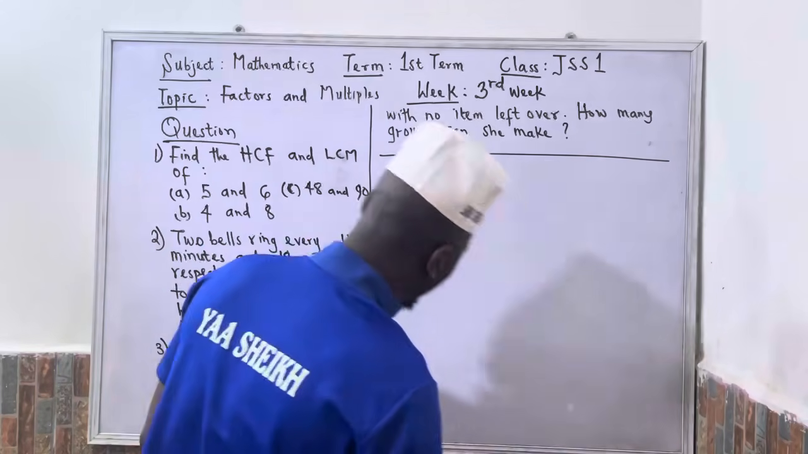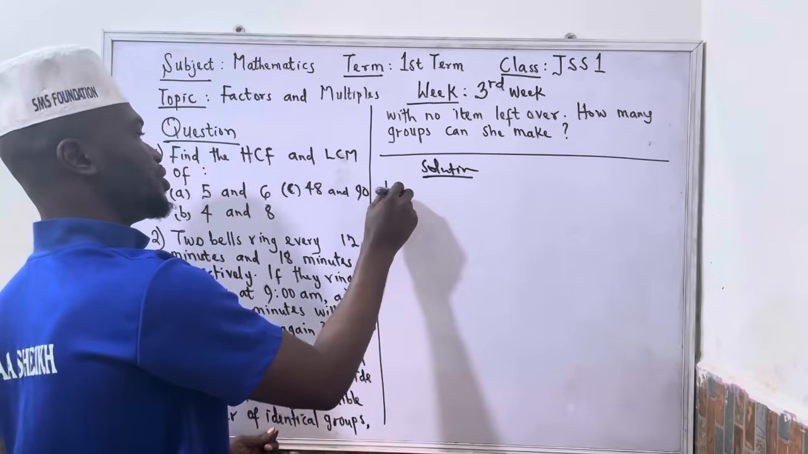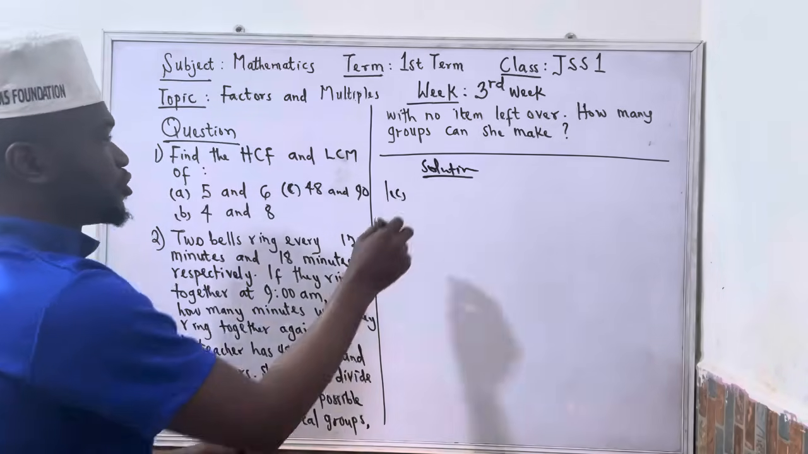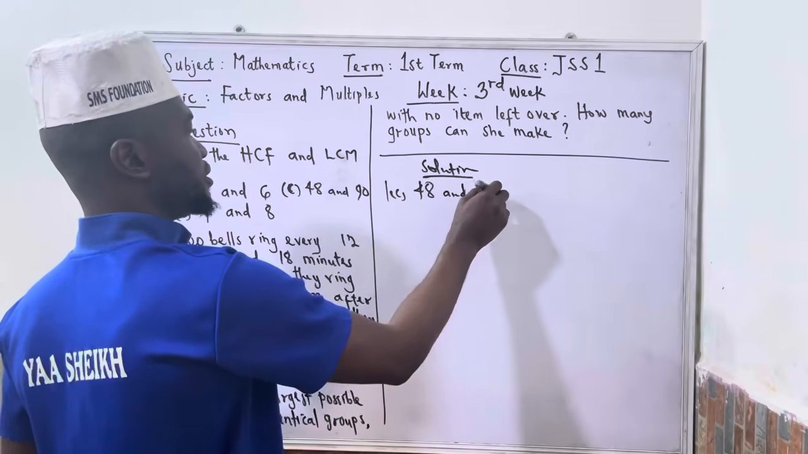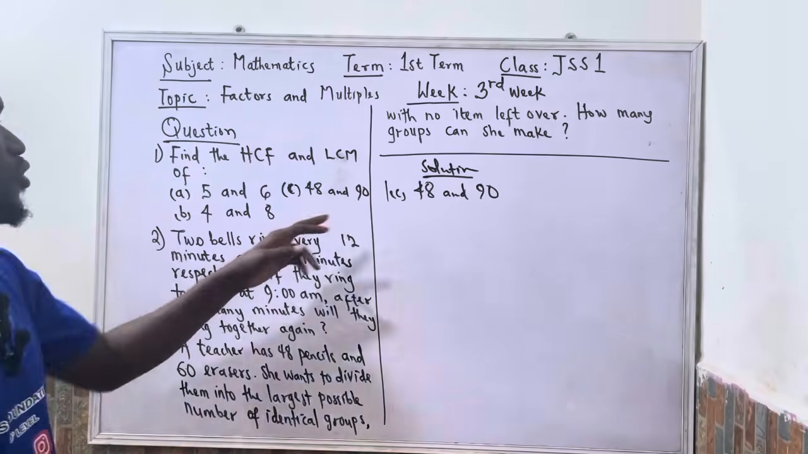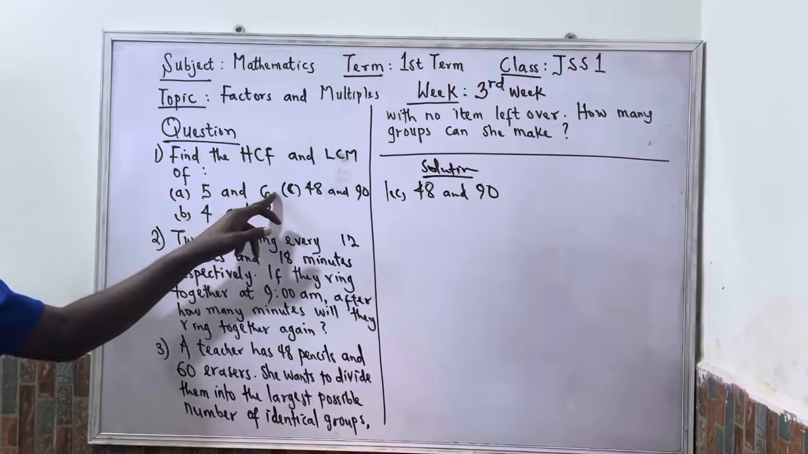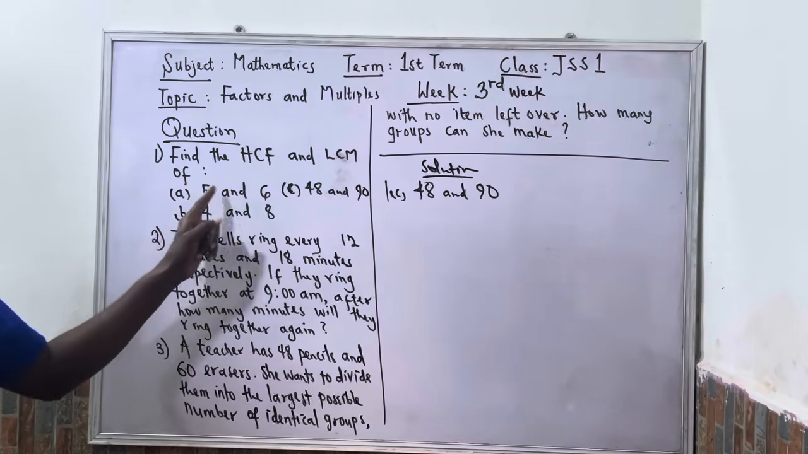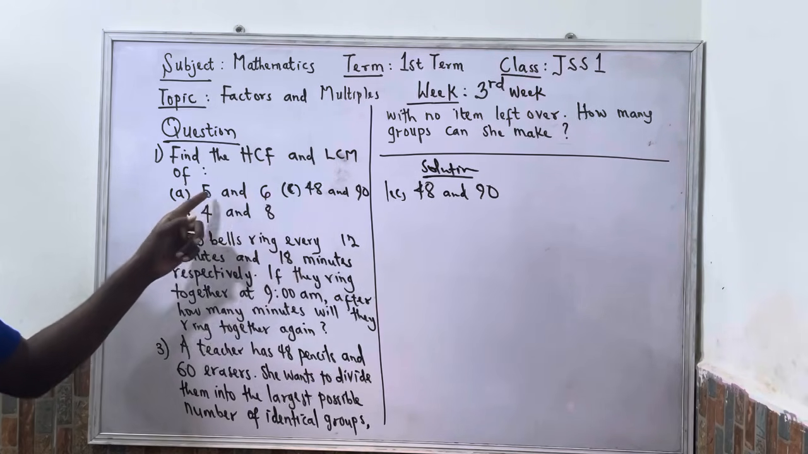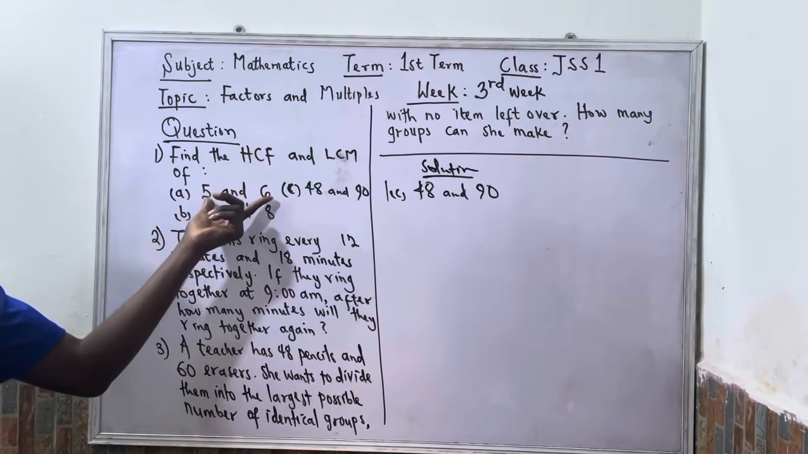Let's go for number 1C. So we have 48 and 90. Now, does 48 satisfy the first rule? That is, the first rule that says if both of them do not have anything in common. They have something in common, so it doesn't satisfy the first rule.